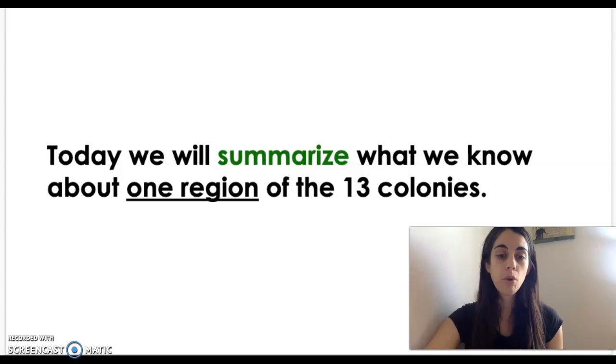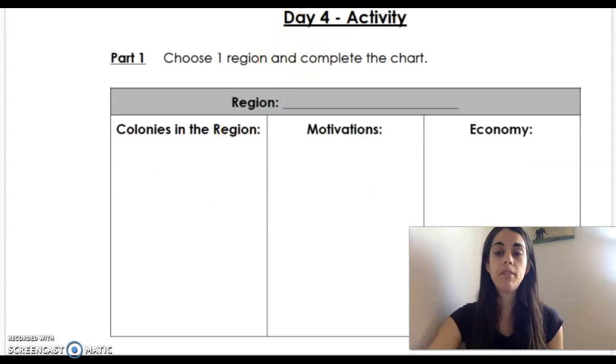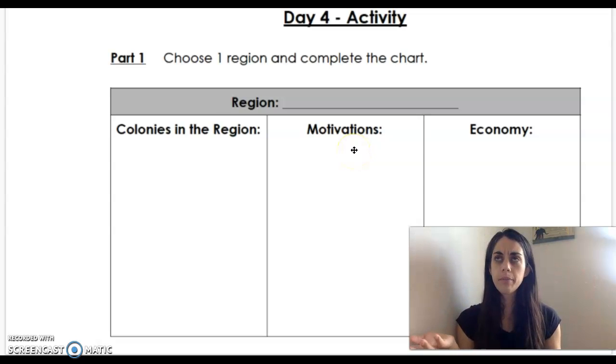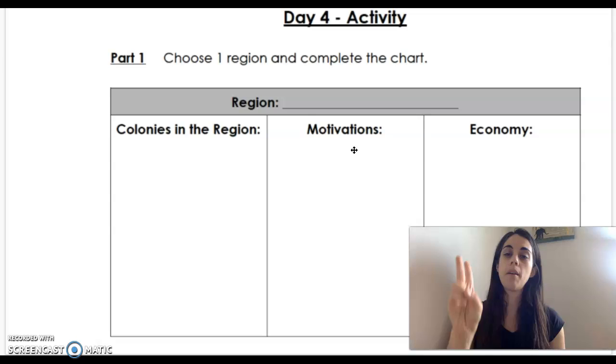So please take out your social studies packet and open up to your day 4 activity. Point to part 1. Let's read the instructions. Choose one region and complete the chart. This is the chart. So you're going to choose one region. What are our regions? New England, the Middle Colonies, and the Southern Colonies. You're going to choose one.